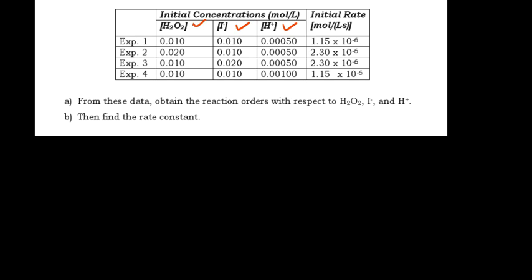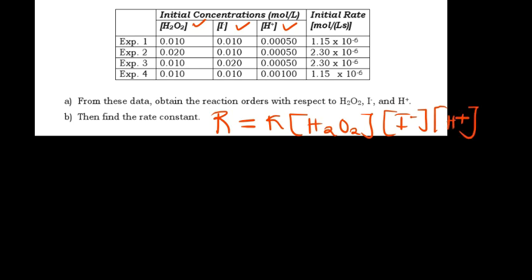Just like in the other kind of questions, we have to observe experiments where 2 of the reactants are the same. Before that, let's come up with a formula for the rate law. The rate, denoted R, is expected to be k multiplied by the concentrations of all the reactants: H2O2, iodide, and H plus. Now all these are supposed to be raised to certain powers, so we'll call them x, y, and z.